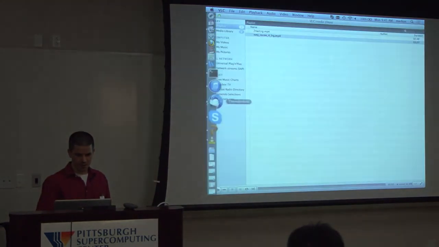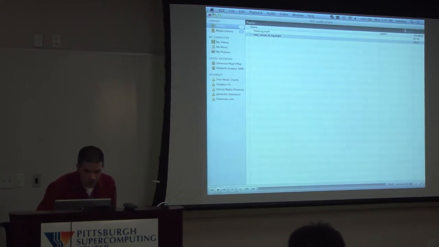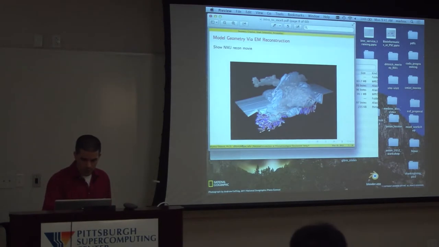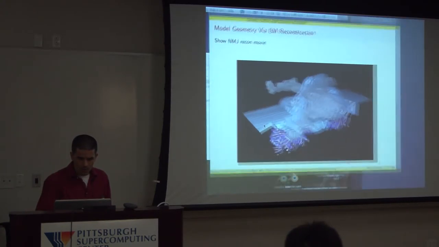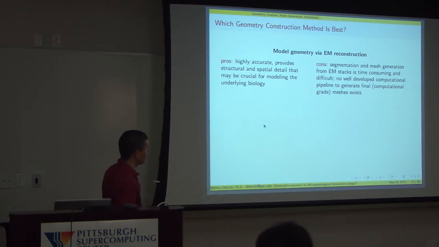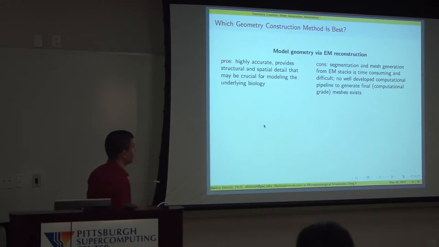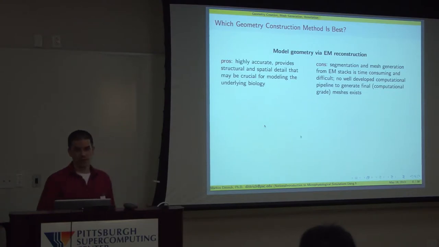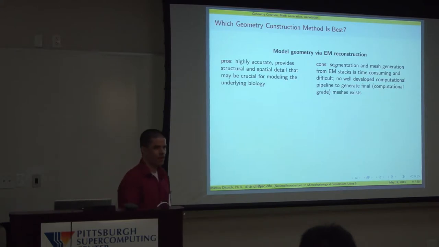Okay, so let me just stop this and go back to my slides. So we saw this one, and just to briefly give you an idea, why would you use one over the other? There are always pros and cons, and every time you develop a model, M-cell or whatever, there are decisions you have to make. The pro of an EM reconstruction is that it's very accurate and has a very high degree of spatial and structural detail that may be crucial for the question you're after. So maybe the question you're trying to answer using an M-cell simulation really requires that level of spatial accuracy.